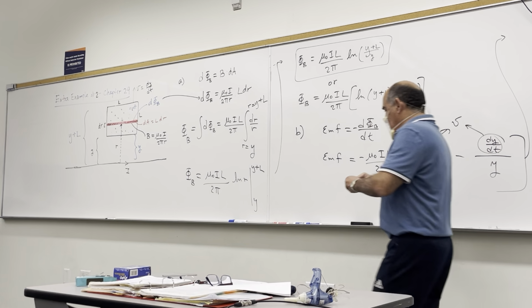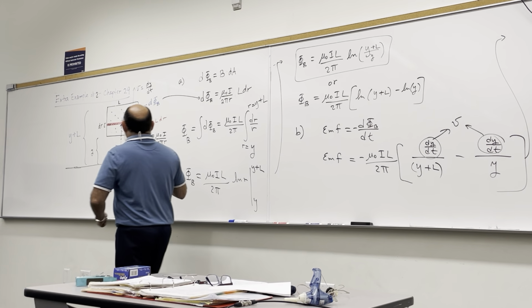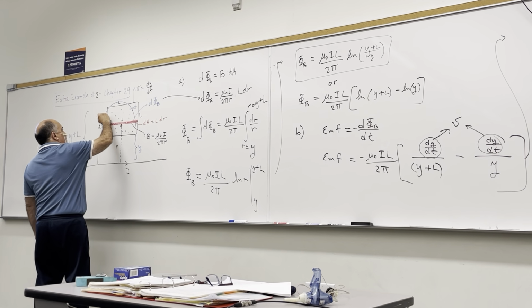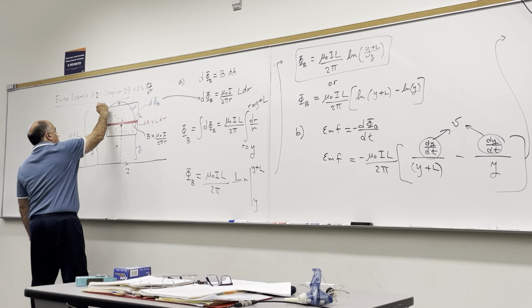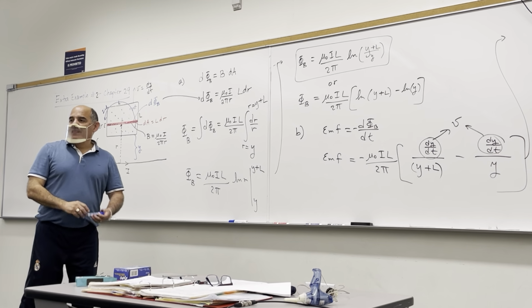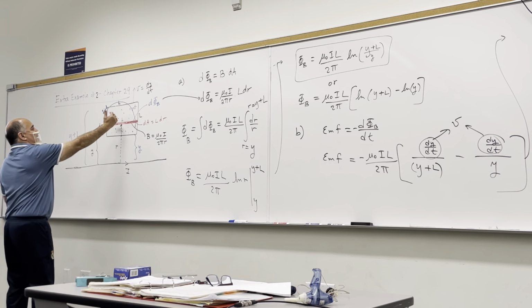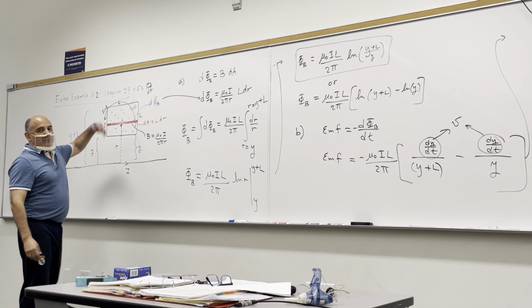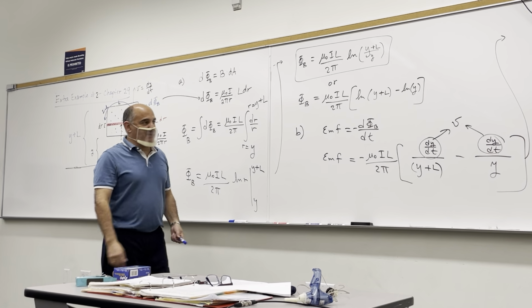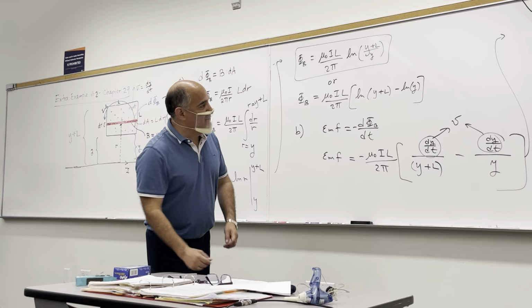Right, so as this bar is pulled up, away and away and away, the induced current will be in this direction, to generate the magnetic field, making up for the loss in magnetic field as this loop is being pulled further and further away.